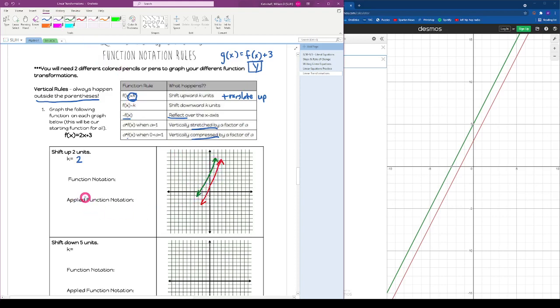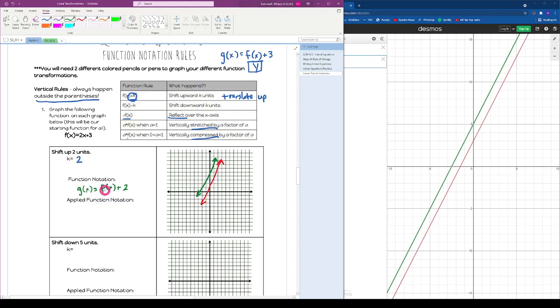So our function notation for our new function, I'm going to say that the green function, g of x, is going to be equal to 2x plus 3, or actually in function notation, we'll say it is the original function, f of x, plus 2. So we're taking our original function and adding 2 to it.